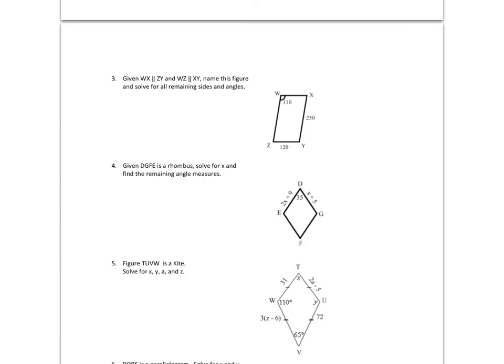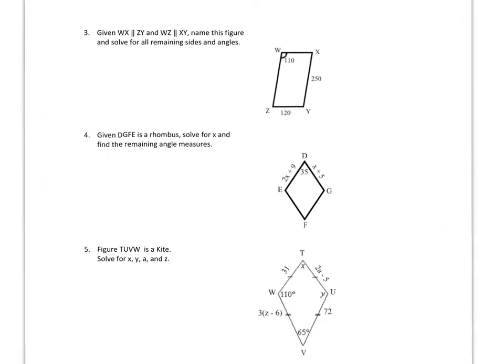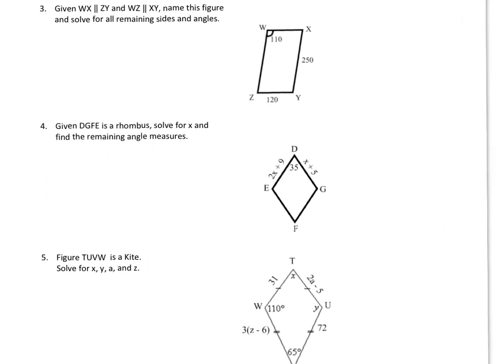Moving on to the next example, it says given WX is parallel to ZY, and I'm going to label that right away. So WX is parallel to ZY, and WZ is parallel to XY. So I see two pairs of parallel sides. I'm instantly thinking maybe some sort of parallelogram, but I'm not sure, maybe it's a more specific kind of parallelogram.